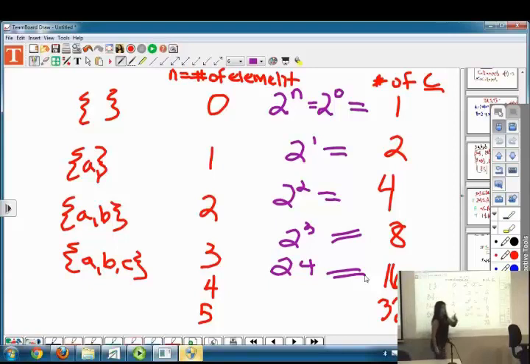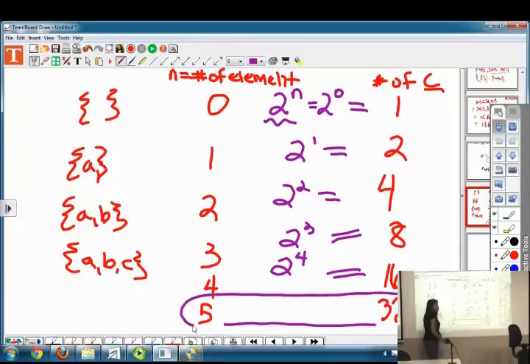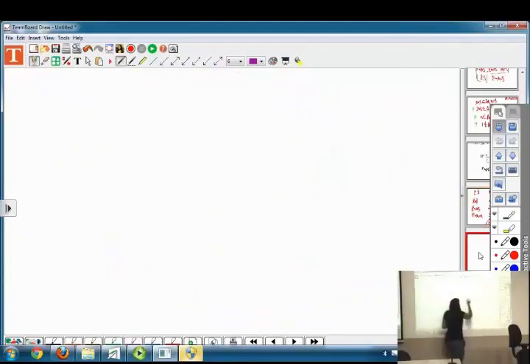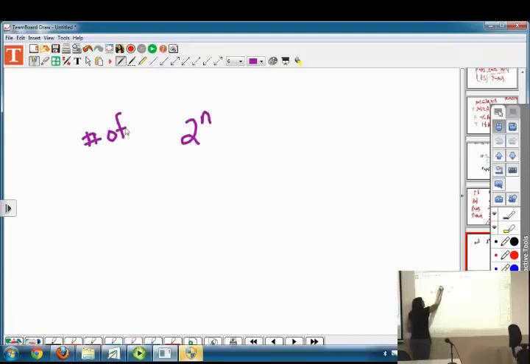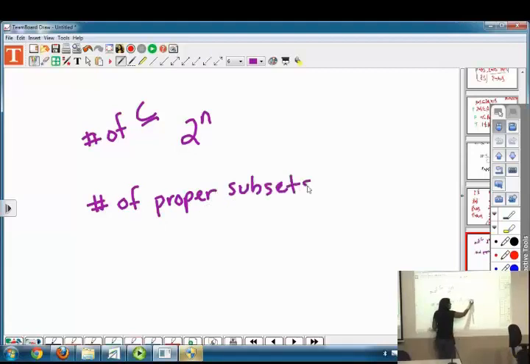So you can find the number of subsets. If I have 5 elements and I know I have 32 subsets, how many proper subsets do I have? 31, because it's just 1 less. So the formula for subsets is 2 to the n. That's the number of subsets. The number of proper subsets, I'll just write it, proper is 2 to the n minus 1.